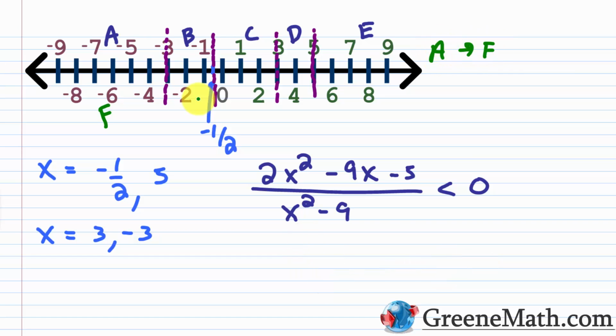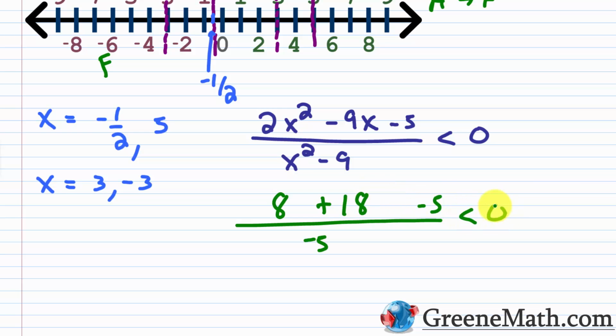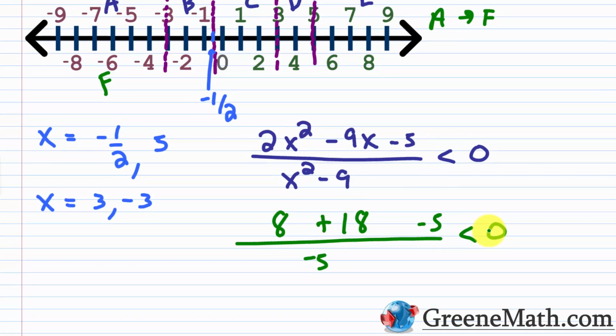All right, in interval B, let's go ahead and grab -2. So I would have 2 times -2 squared minus 9 times -2 minus 5, over -2 squared minus 9. Well, -2 squared is 4, and 4 minus 9 is -5. In the numerator, -2 squared is 4, 4 times 2 is 8, you've got a -9 times a -2, which is 18, so plus 18 and then minus 5. This is supposed to be less than 0. What you can tell here is that the numerator is going to be positive and the denominator is going to be negative. So a positive over a negative is going to give you a negative, and a negative is always less than 0. So interval B we can say is true.